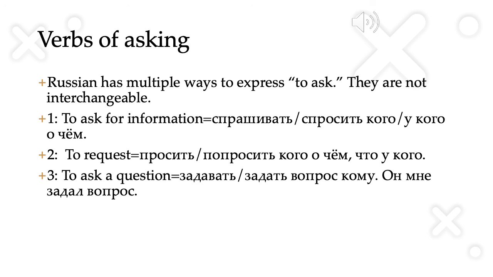If you want to use the phrase to ask a question, you cannot use the verb спрашивать or спросить. You must instead use the construction задавать or задать вопрос. So specifically to ask or pose a question is задавать or задать вопрос, and that takes the dative of whomever you're asking the question. So Он мне задал вопрос. He asked me a question. Я ему задала вопрос. I asked him a question. Вопрос is the direct object of задать and is in the accusative, and then the person you're asking the question of is in the dative.